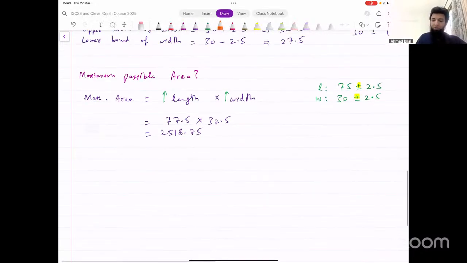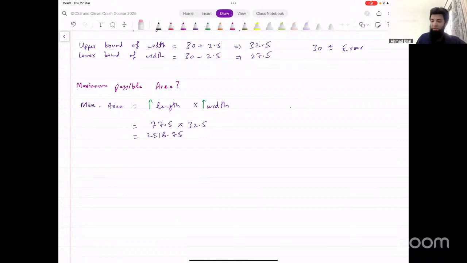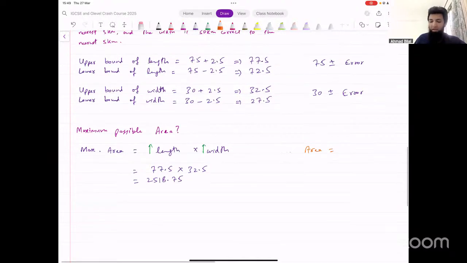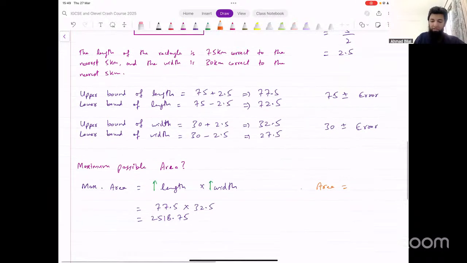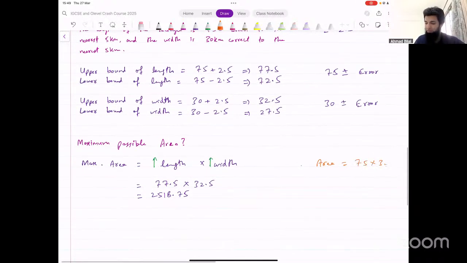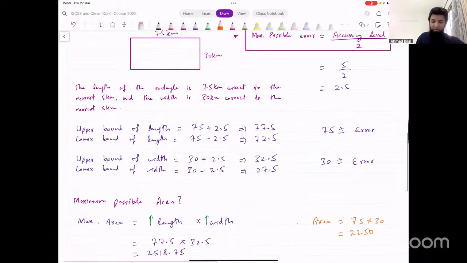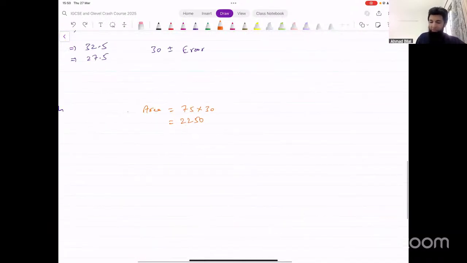Now, a wrong way of doing this, which a lot of people end up doing in the exam, would be to say, let's find the area of the rectangle using the original numbers that are there, which are 75 and 30. You multiply them. That gives you 75 into 30, and that is 2250. And then they say, since the accuracy level is 5 kilometers, the maximum possible area, let's add 2.5 to it, and that gives us 2252.5. This is not the correct way to approach this.